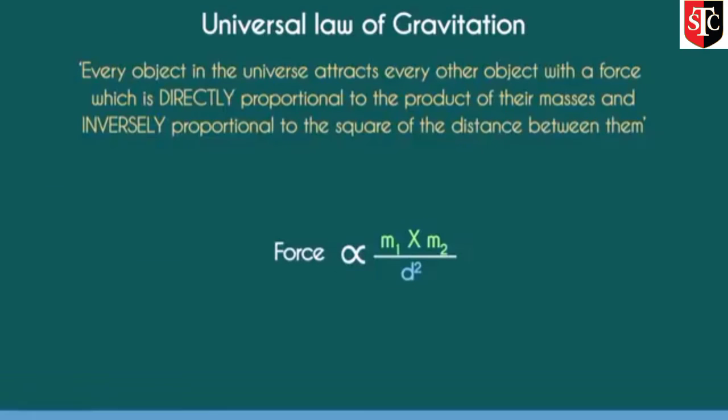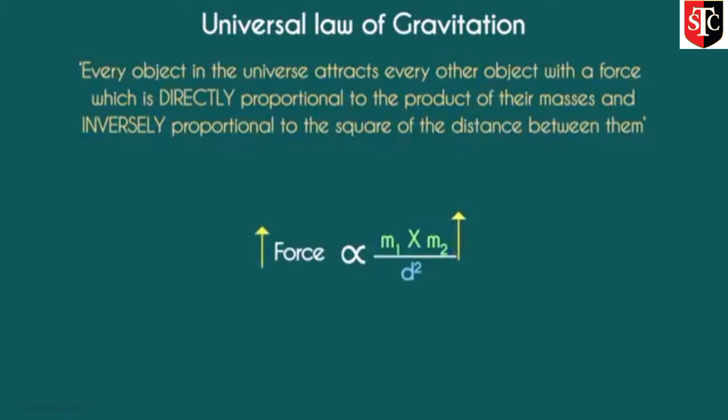So if the mass of any of the objects increases, the gravitational force will have more magnitude. And more the distance between the two objects, the lesser will be the gravitational force. Directly proportional to the product of the masses and inversely proportional to the square of the distance between them. This can be written as F equals G times m1 times m2 over d squared.